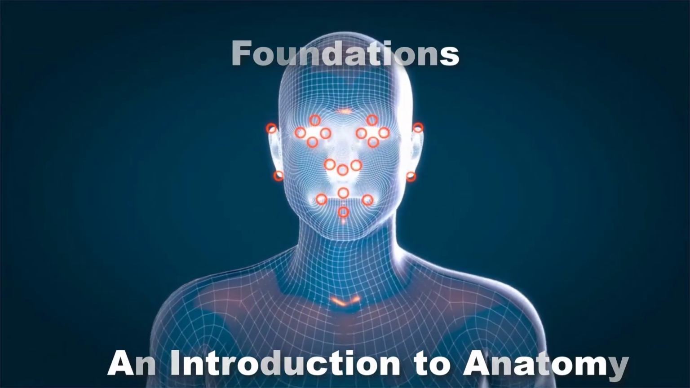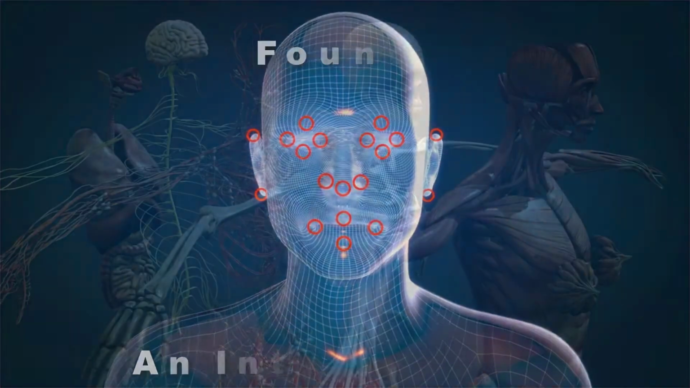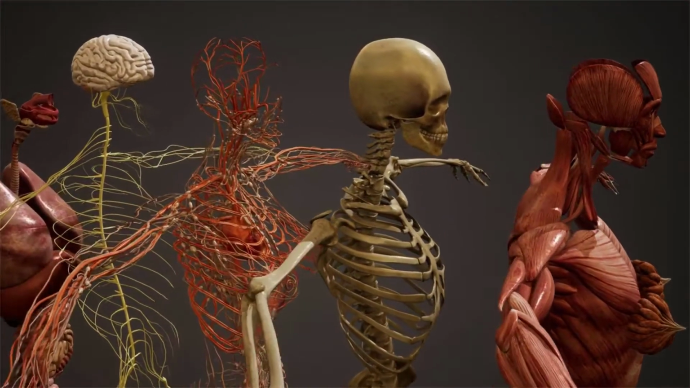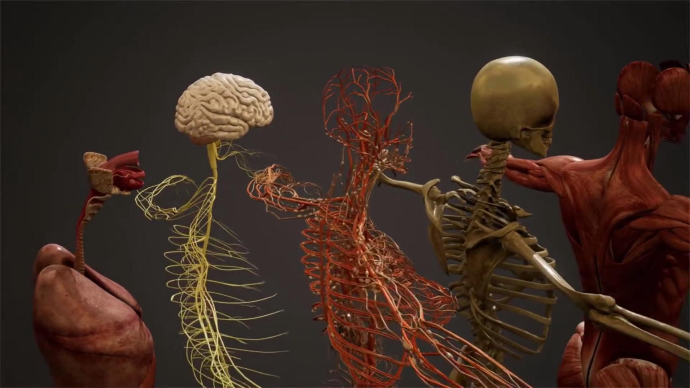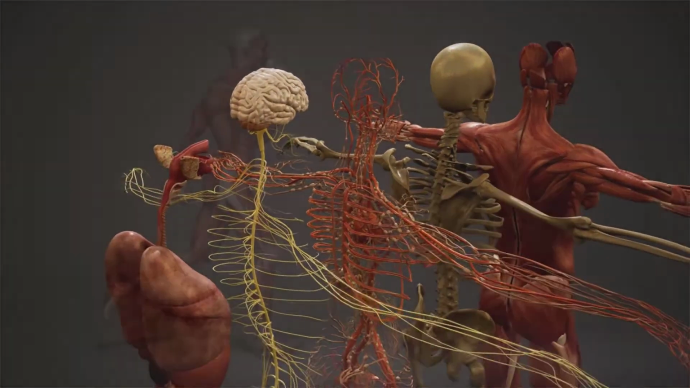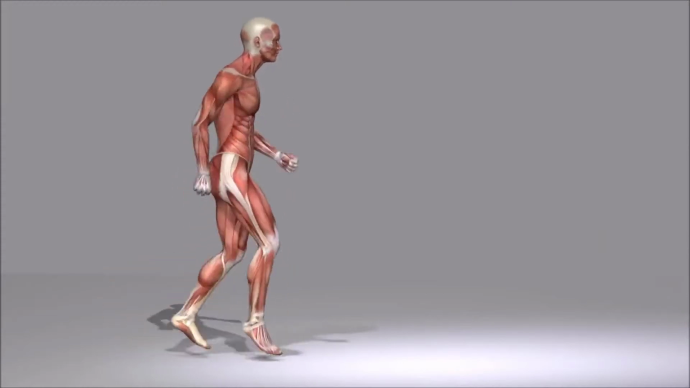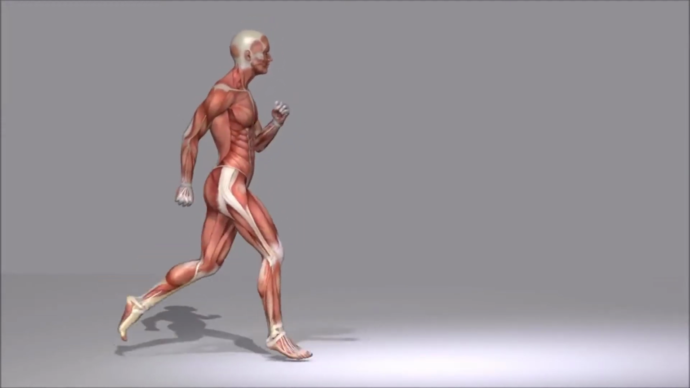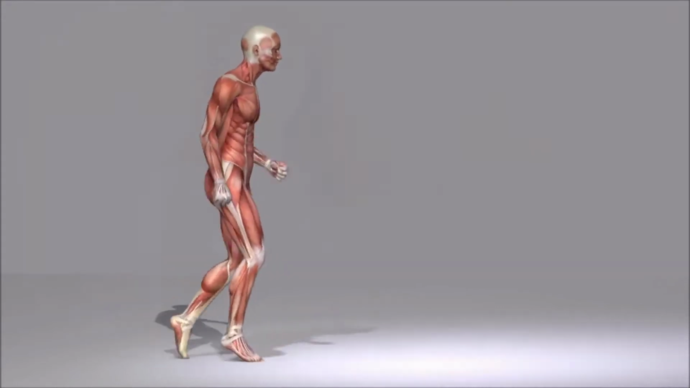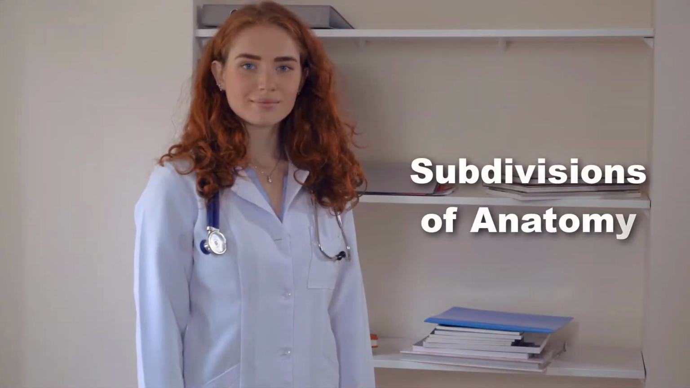Foundations, an introduction to anatomy. What is anatomy? Anatomy is the study of the structure of the human body, also called morphology. Anatomy is closely related to physiology, which is the study of body function, because structure supports function. There are many subdisciplines of anatomy.